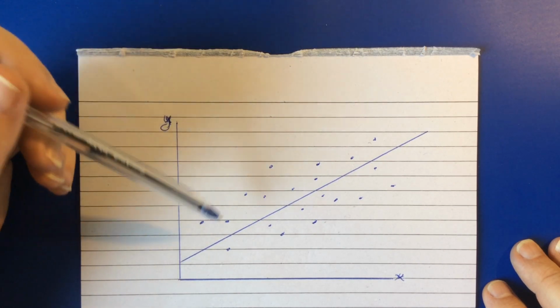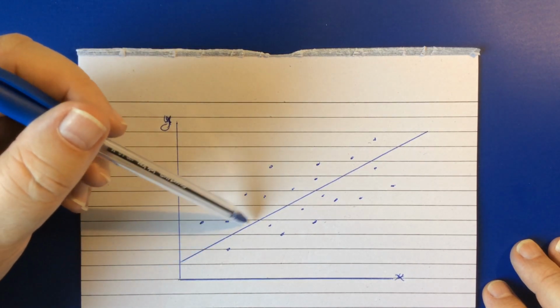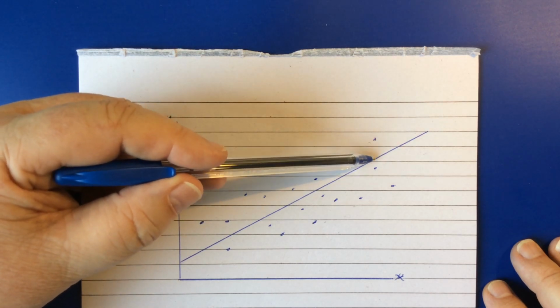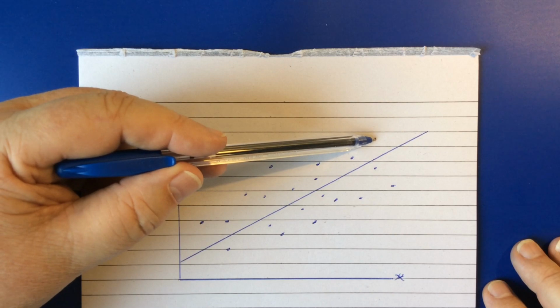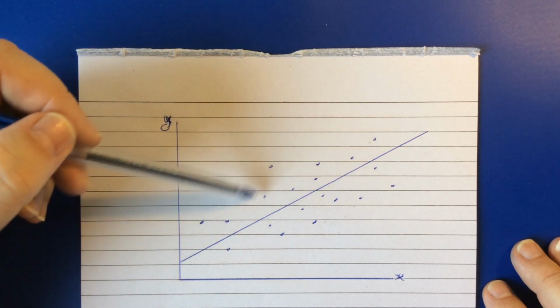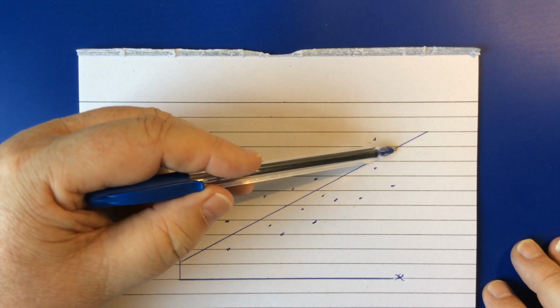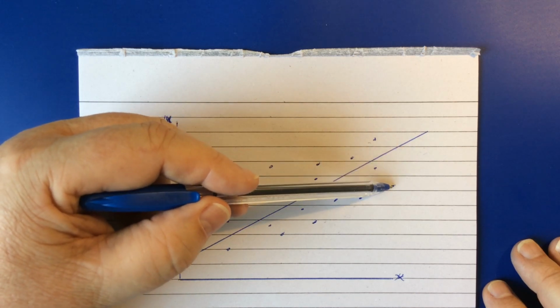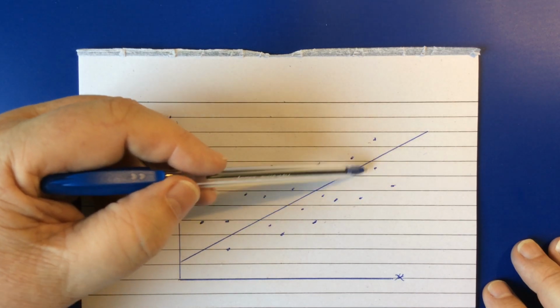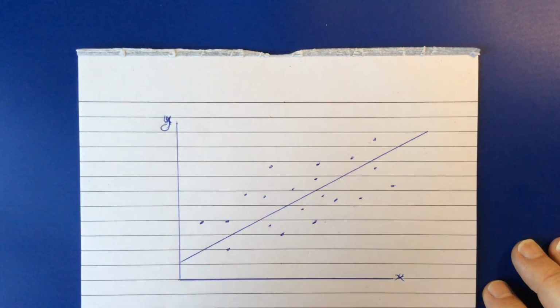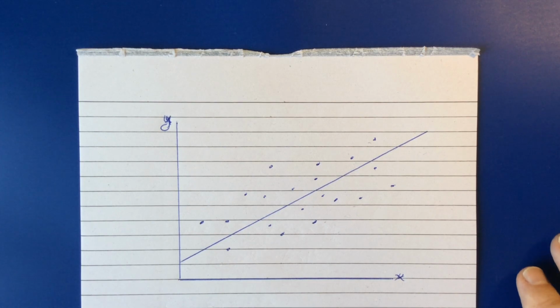It's about getting the best possible fit, which means reducing the total distance of all these points from this line to as near as you can possibly get to the total distance from the line to these points. These distances, of course, are called residuals, and there's a video on those.